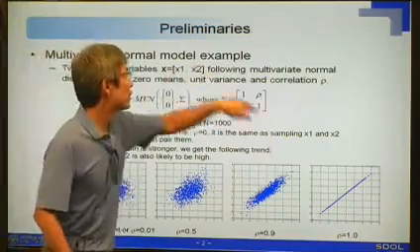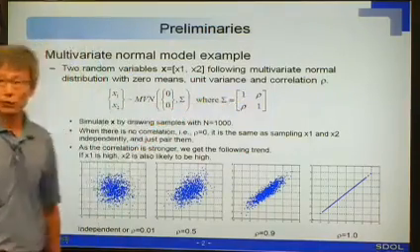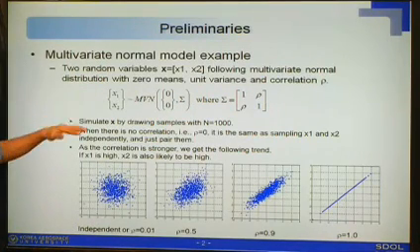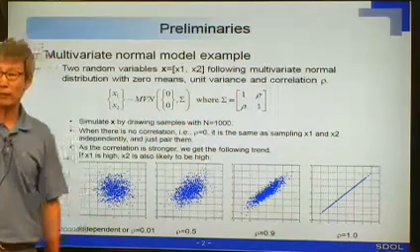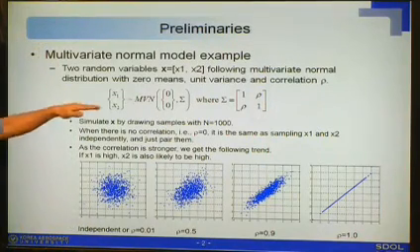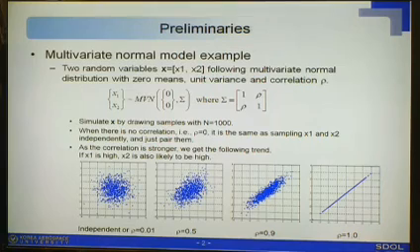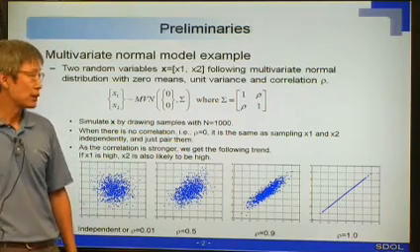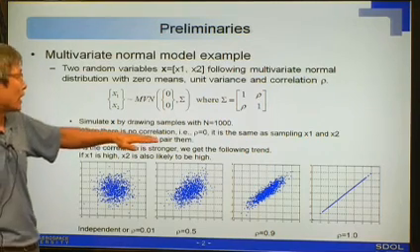And you see the variance of each parameter is unity, 1. And we have a correlation rho. In this case, we'd like to simulate x by drawing samples with this number of samples. So at the end of this process, we will get 1,000 vectors x. When there is no correlation, like rho equals 0, then this is the same as sampling x1 and x2 independently. If you did the homework correctly throughout this course, you already know how to do that.